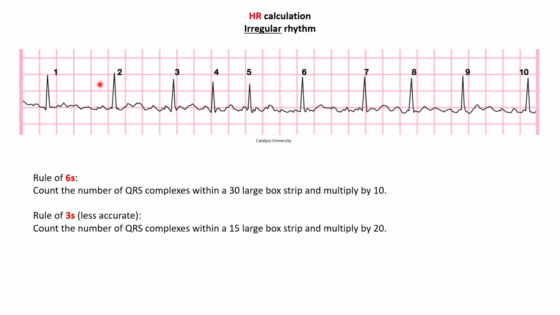1, 2, 3, 4, 5, 6, 7, 8, 9, 10, 11, 12, 13, 14, 15. So in 15 large boxes, we see 5 QRS complexes. 5 multiplied by 20 is 100, the same result as the standard 6-second rule. So in this case, it worked out. But there were some cases where I tried it myself and it didn't work out. So it's not so reliable, but in case of some sort of emergency, maybe you can use the rule of 3 seconds. So I hope that's clear.